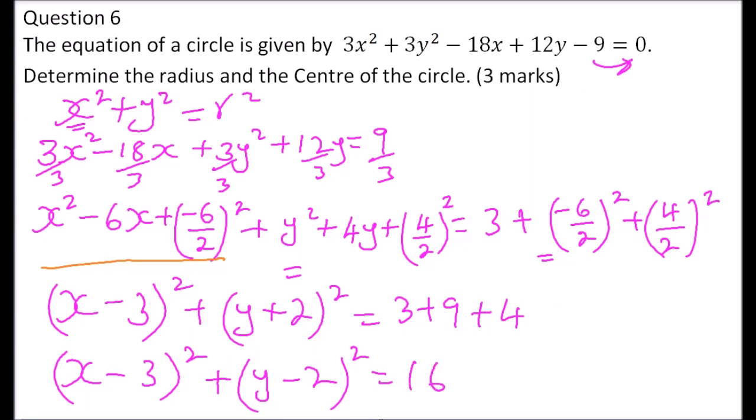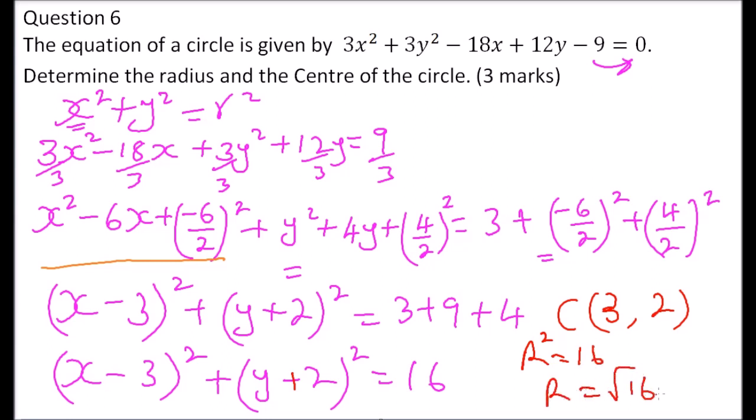So this implies that the center of the circle, the coordinates of the center, is 3 and minus 2. Then the radius: r squared is equals to 16, implying r is equals to the square root of 16, which is equals to 4. So the radius of the circle is 4 and the center of the circle is (3, minus 2).